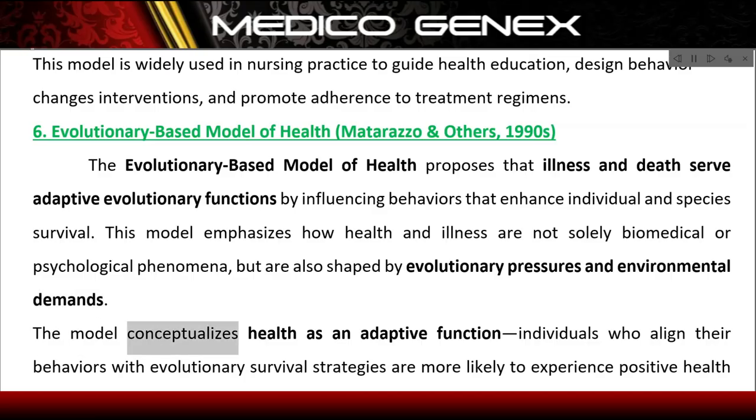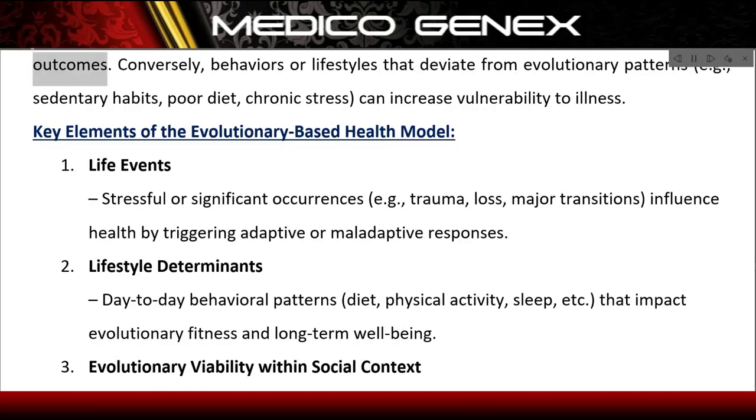The model conceptualizes health as an adaptive function. Individuals who align their behaviors with evolutionary survival strategies are more likely to experience positive health outcomes. Conversely, behaviors or lifestyles that deviate from evolutionary patterns, for example sedentary habits, poor diet, and chronic stress, can increase vulnerability to illness. Key elements of the evolutionary-based health model.